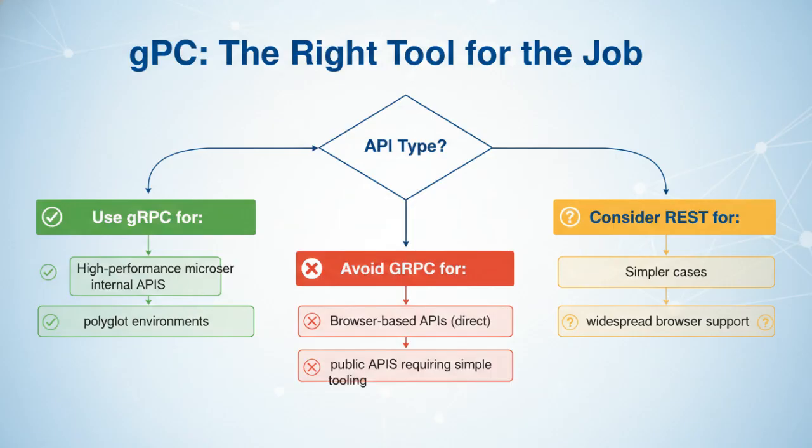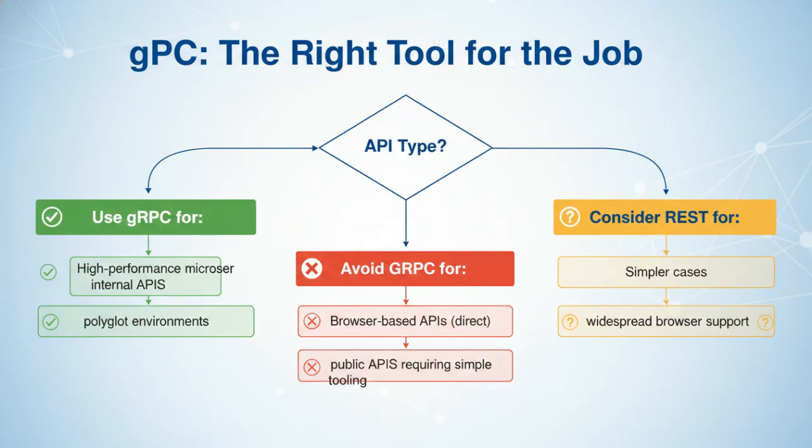While gRPC offers compelling advantages, it's essential to understand when it's the most appropriate choice and when other technologies might be a better fit. You should definitely use gRPC for high-performance microservices, especially for internal APIs, where efficiency and type safety are paramount. It's excellent for polyglot environments due to its language agnosticism.